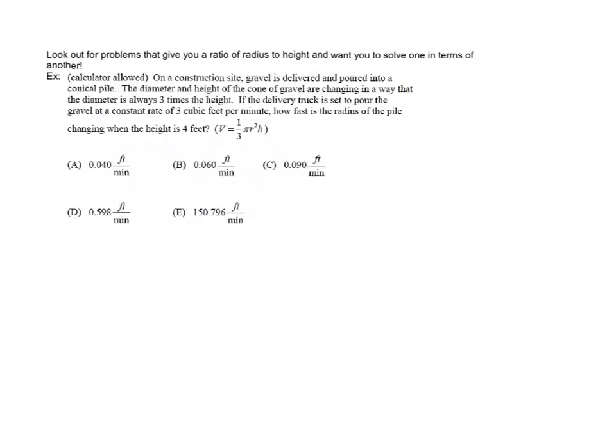Now what you really have to look out for are the problems that give a ratio of radius to height and they want you to solve for one in terms of another. So here's an example of that. This is a calculator allowed question. On a construction site, gravel is delivered and poured into a conical pile. So conical pile, I know I'm going to be drawing my cone the best I can. Obviously, this is supposed to be done quickly, right?